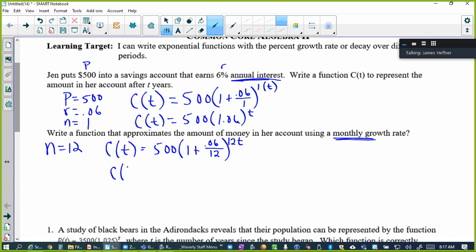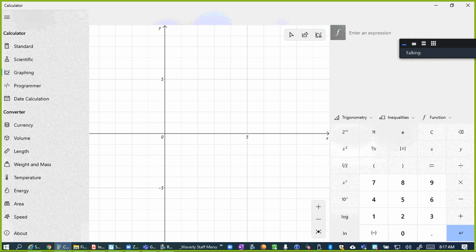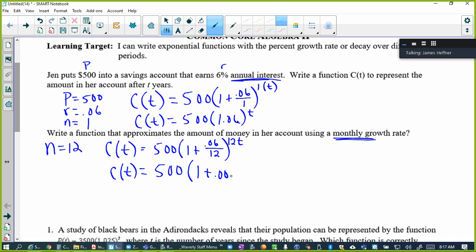So C of t equals 500 times 1 plus, anybody know what 0.06 divided by 12 is? Let's go to scientific. You guys see my calculator? Yeah. It's 0.005. 0.005, right? 1 plus 0.005 to the 12t.